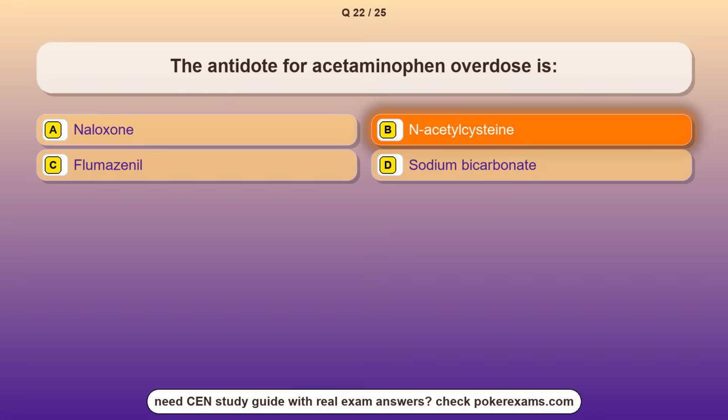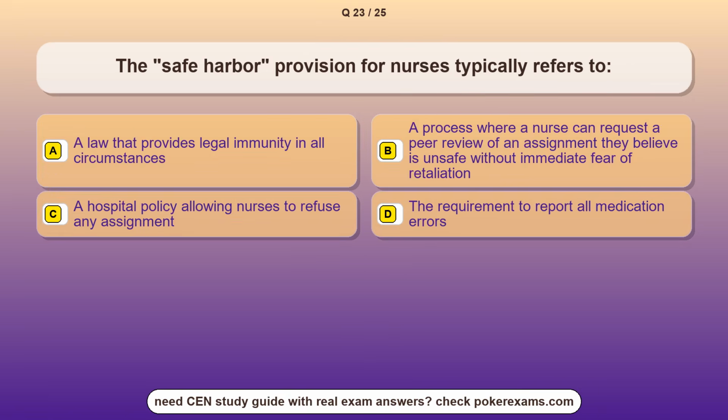The correct answer is option B, N-acetylcysteine. Question 23. The safe harbor provision for nurses typically refers to: Option A, a law that provides legal immunity in all circumstances. Option B, a process where a nurse can request a peer review of an assignment they believe is unsafe without immediate fear of retaliation. Option C, a hospital policy allowing nurses to refuse any assignment. Option D, the requirement to report all medication errors.